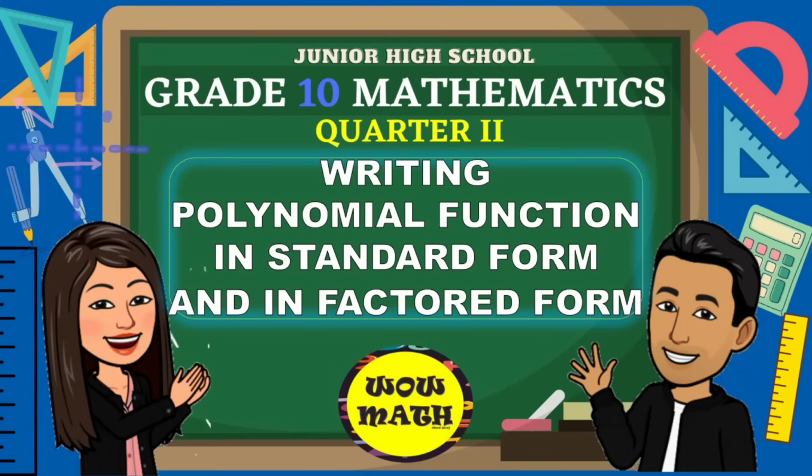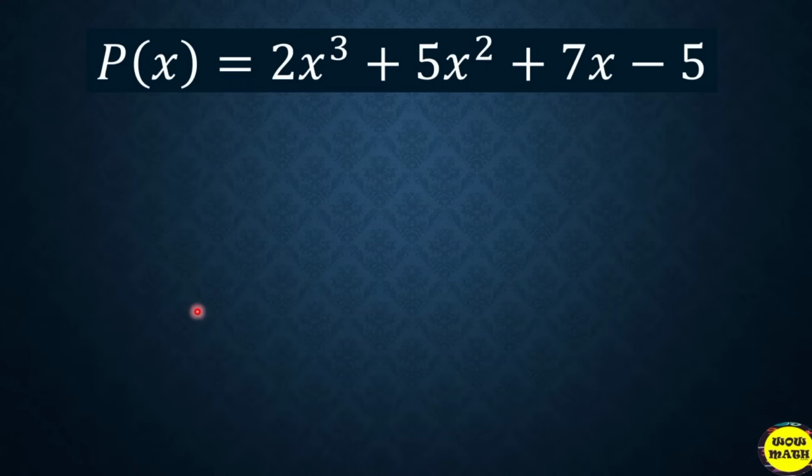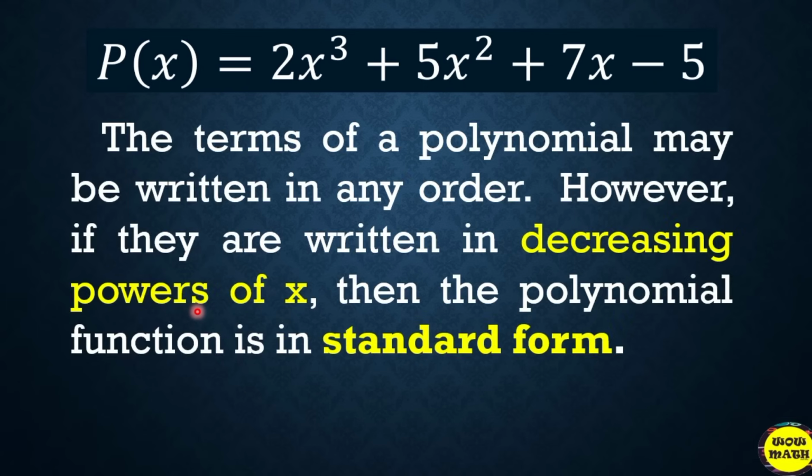Mga kawawmat, in this video we will write a polynomial function in standard form. Also, how are we going to factor it? Okay, so I have here P of x is equal to 2x cubed plus 5x squared plus 7x minus 5. Now, the terms of a polynomial may be written in any order, kahit anong ayos po niyan. However, if they are written in decreasing powers of x, then the polynomial function is in standard form.